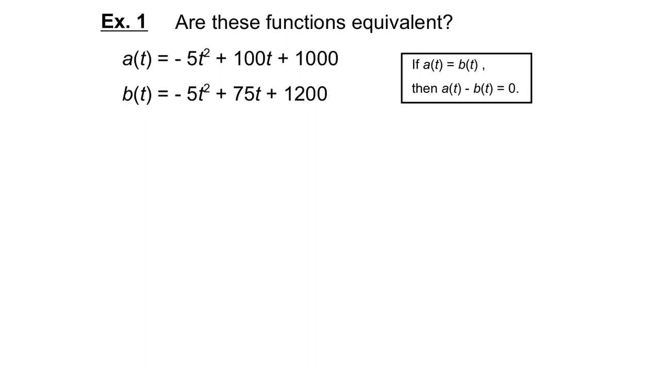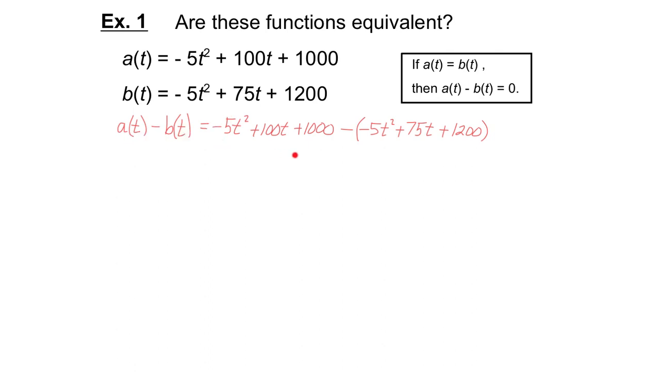That makes sense because, for example, I can say 3 equals 3. Well, if I did 3 minus 3, it would equal 0. So it's the same with functions. If the functions are equal, if I subtract one from the other, my answer should be 0. So how do I subtract one function from the other? Well, this is what I want to do. a of t minus b of t.